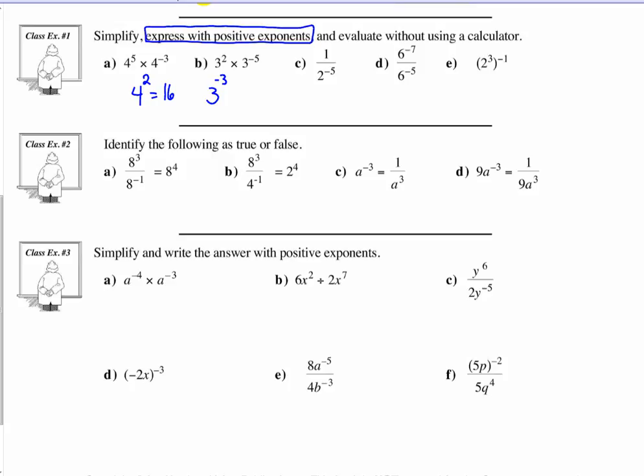So, how do I make that a positive exponent? Move it where? Yes. Good. And do you know what 3 cubed is? I told you to memorize it, remember? It's 27. You're cheating. I know.